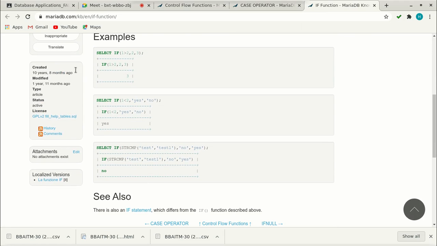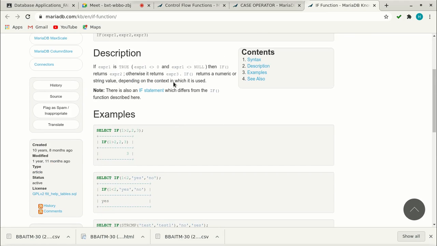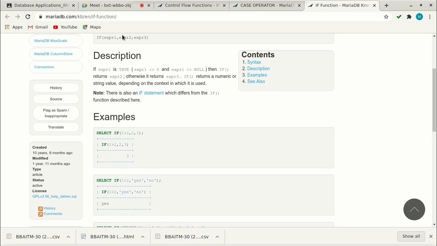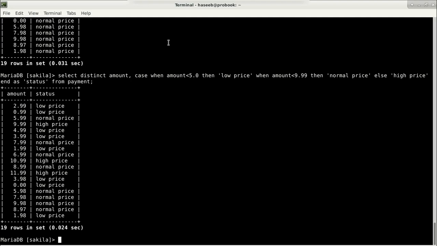Okay. IF expression 1, expression 2, you have to give it 3 values. Now the first value, which is expression 1, you write your condition, and these are the return values. So let's write an example of if.